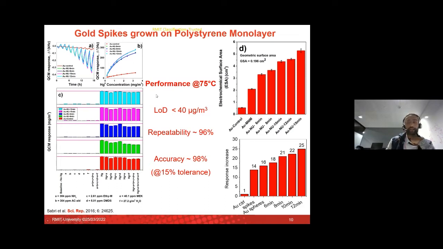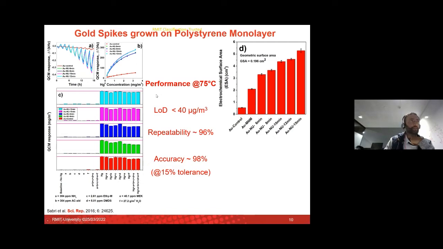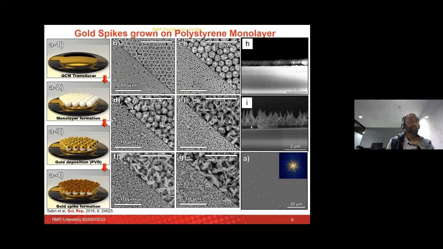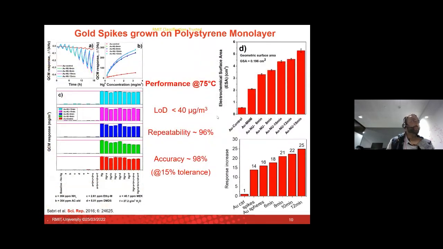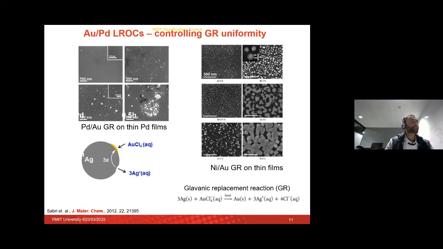Okay. The other interesting thing about the structures is that you see they deposit straight on top of the tips, and we'll have a look at that a bit later where we've done some modeling. In terms of sensor performance, we see that at 75 degrees we get really low LODs, limit of detection. Our reproducibility is really high. We got good accuracy, but more importantly, we got a reproducible material that we could deposit on QCMs and get a similar response.